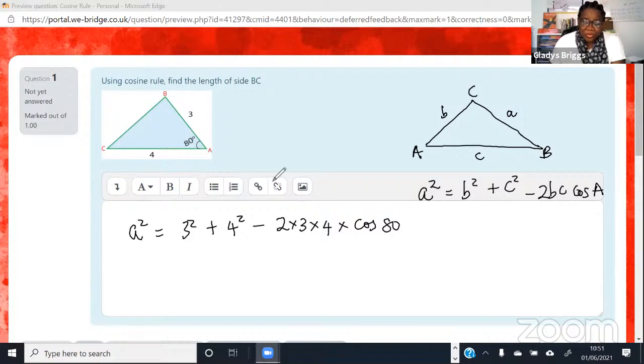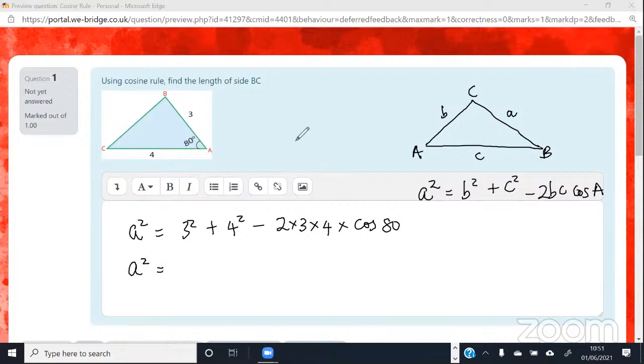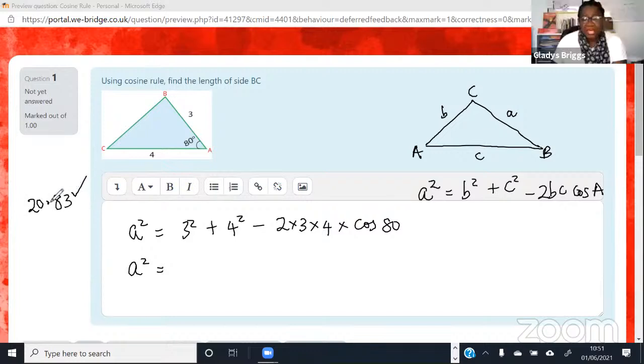So that's your cosine rule. You have to figure that out. 20.83. Well done, guys. All right, so that's how you do it. Just put it into your calculator, okay, and you work it out. Give me a second to catch up with the fast guys in the class.